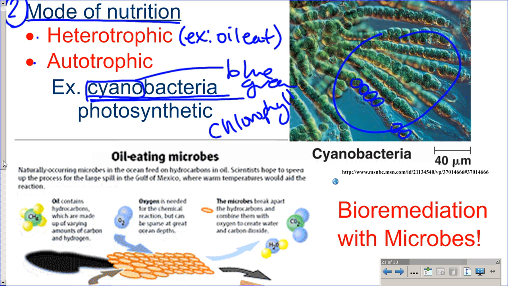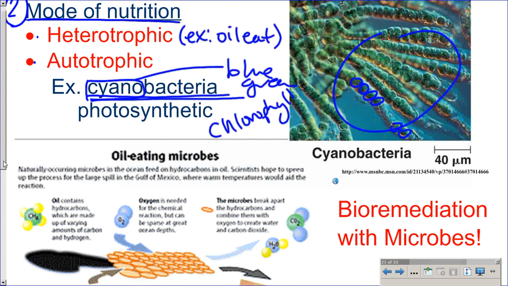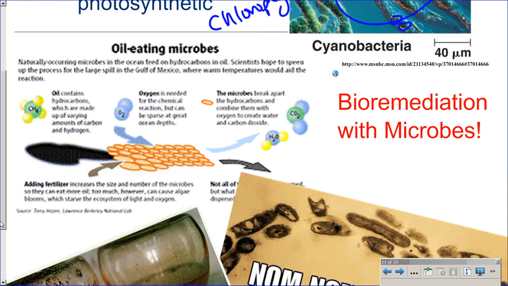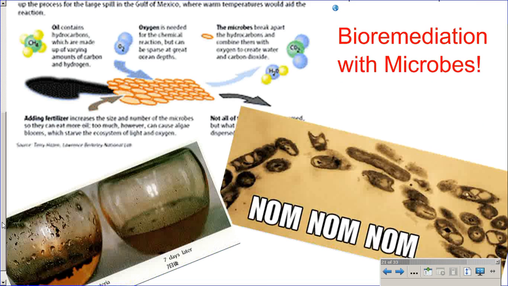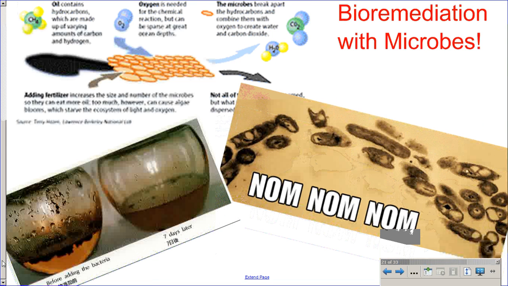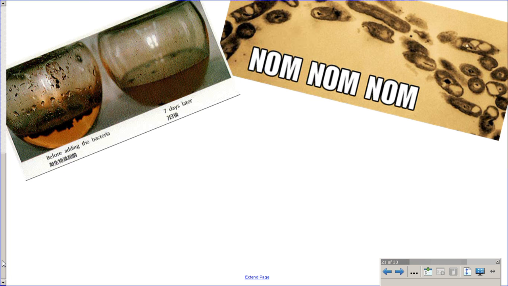And these are just some pictures. Down here you've got oil-eating microbes that eat the oil. You can kind of see they're eating the oil. And then this is an example of a beaker, it looks like, with oil in it, and then 7 days later, the oil has kind of disappeared, and that's because the bacteria were eating it. They do a very, very good job of oil, and that's why they use them in bioremediation of oil spills.